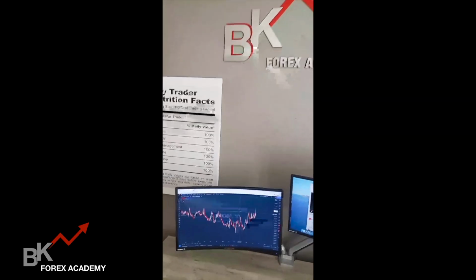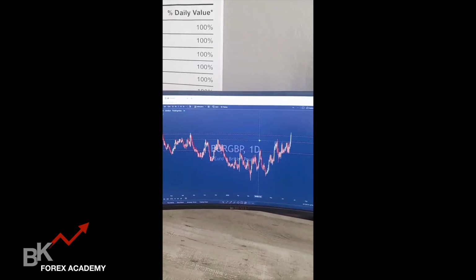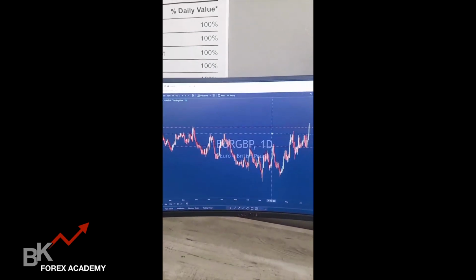I'm going to enter a trade with you, the B swing strategy. I'm going to show you how I execute it. Let me show you really quick what I'm talking about. So this is on Euro GBP. It's setting up nicely. Let's go ahead and zoom in and take you into the screen.